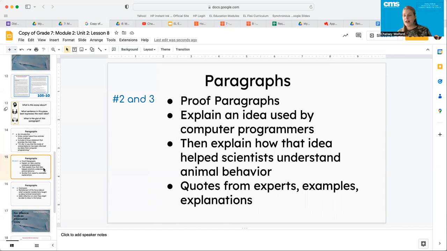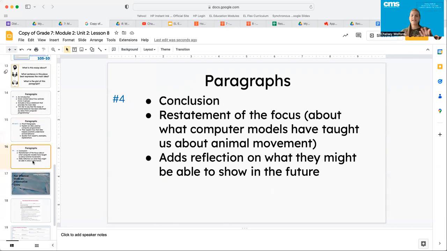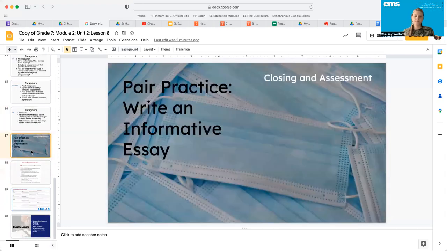These are your proof paragraphs. An informative essay must have them. It explained an idea used by computer programmers. Then it explained how that idea helps scientists understand animal behavior. It also uses quotes from experts, examples, and explanations. Lastly, the fourth paragraph is a conclusion. It restated the focus about what computer models have taught us about animal movement, and it adds reflection on what they might be able to show us in the future.